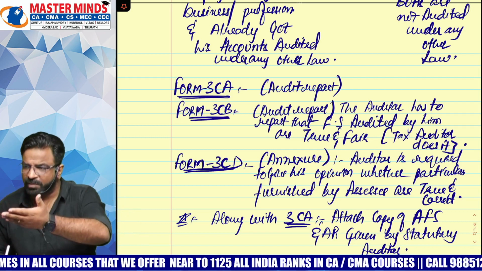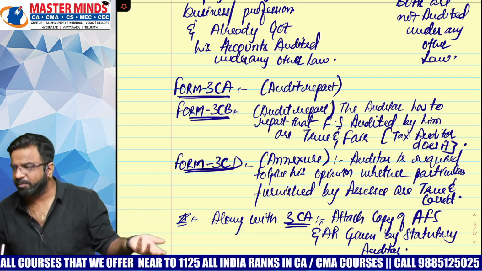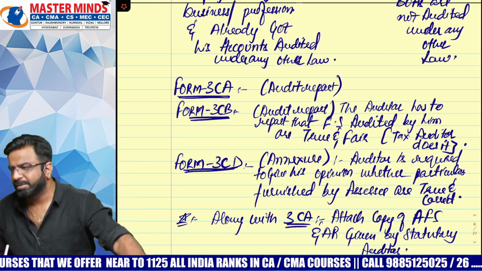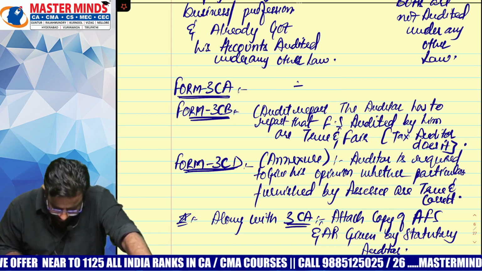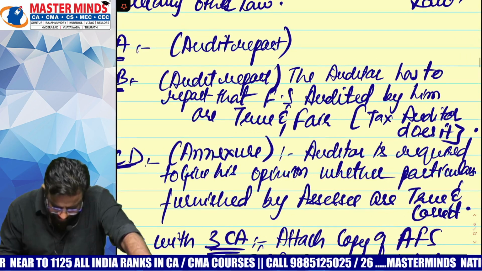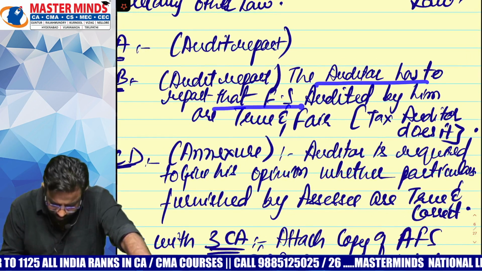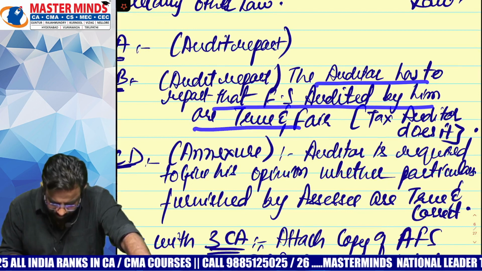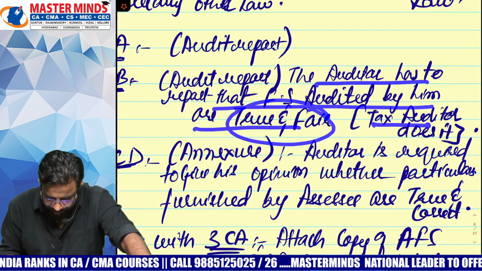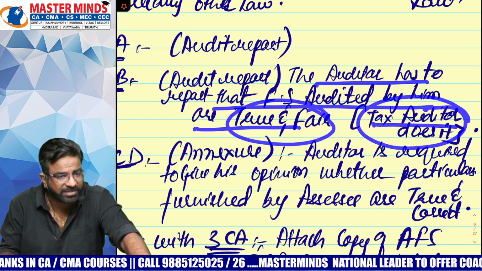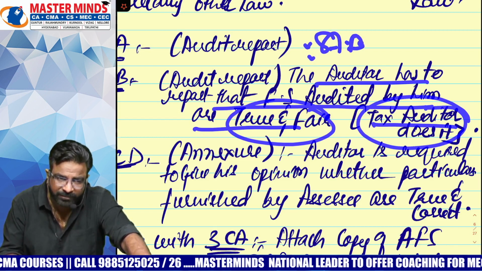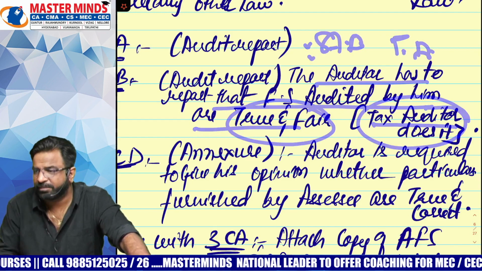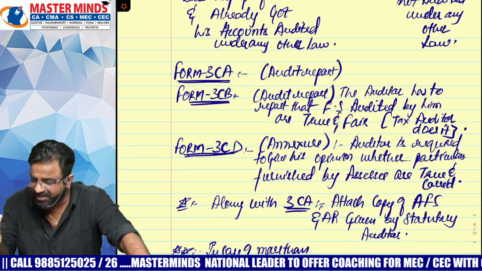And the rest, what you have said is also fine. In CA, we have to declare that you already got audited under some other statute. Now see, this is also an audit report and that is also an audit report. But the difference is that in this audit report, the auditor has to report that financial statements audited by him are what? True and fair. It means who does it? Tax auditor does it. Here, there is a possibility that the statutory auditor is different and the tax auditor is different. That is a major difference between 3CA and 3CB.